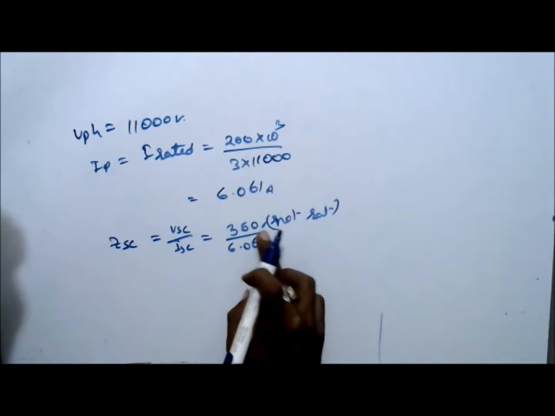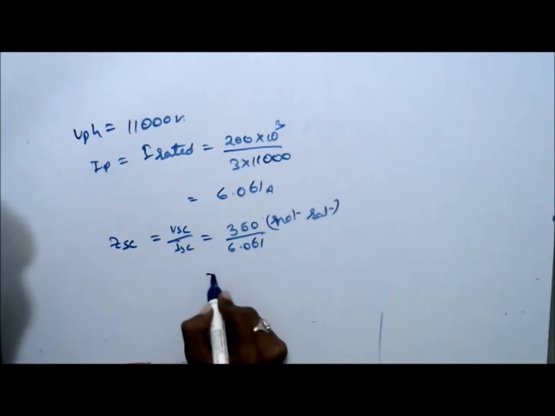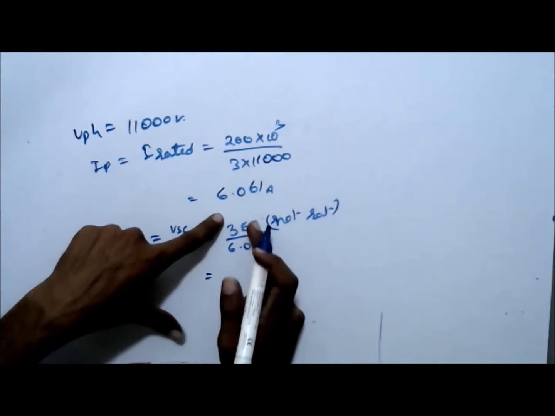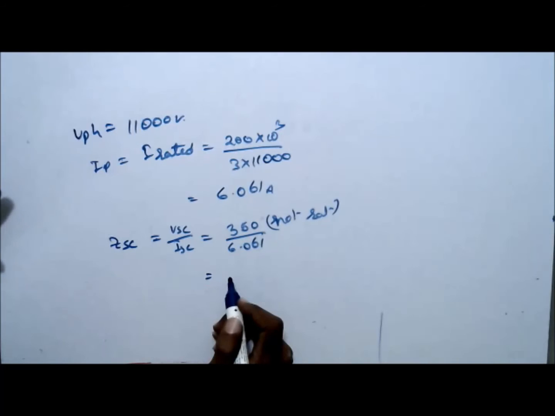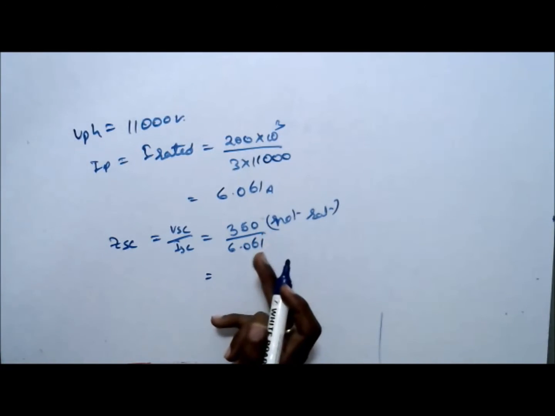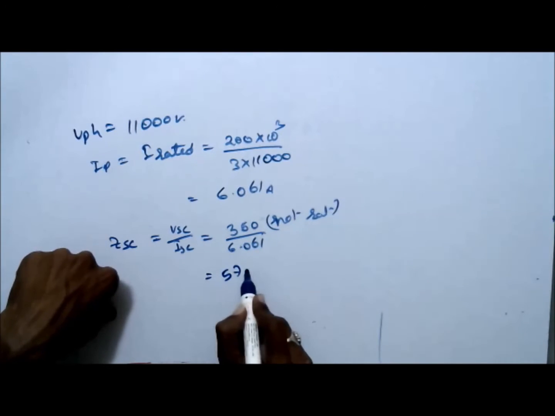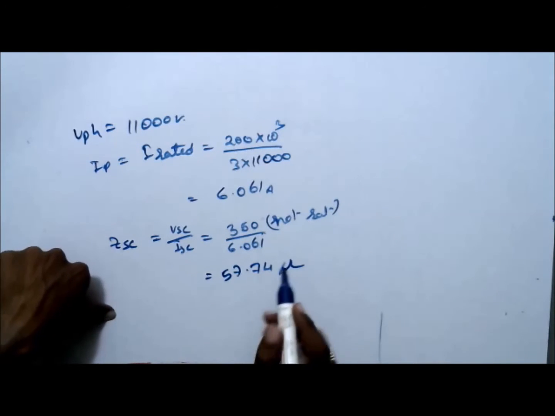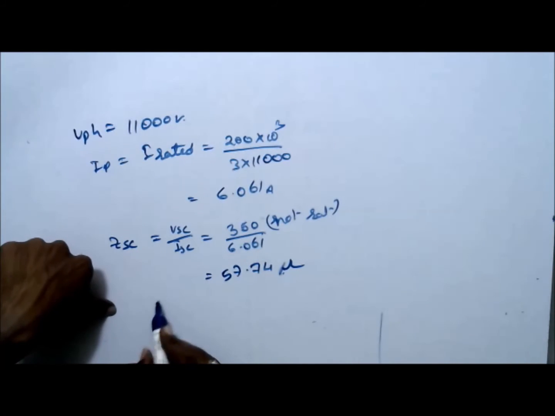See here, this is not rated voltage, because VSC is small compared to rated voltage, so we do not take the rated voltage. He has given VSC, meaning short circuit voltage, that is taken directly here. Since it is at HV side, which is delta, that's why we have taken V phase directly. Now what is the value here? 57.74 ohms came.